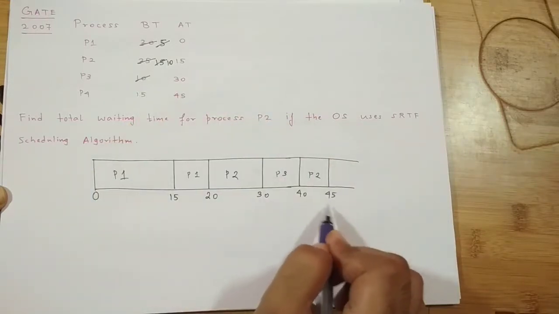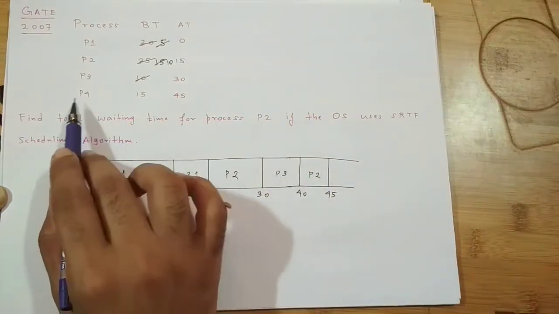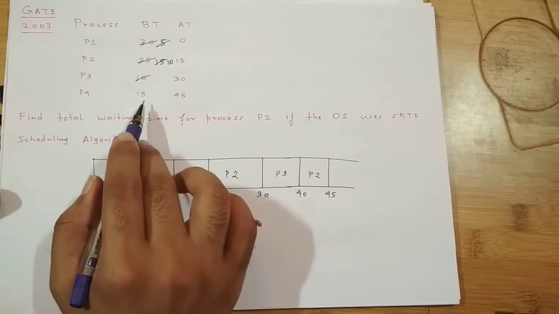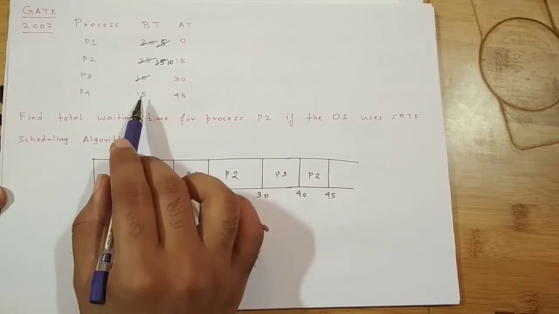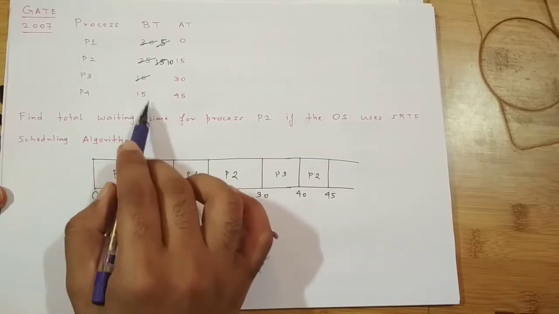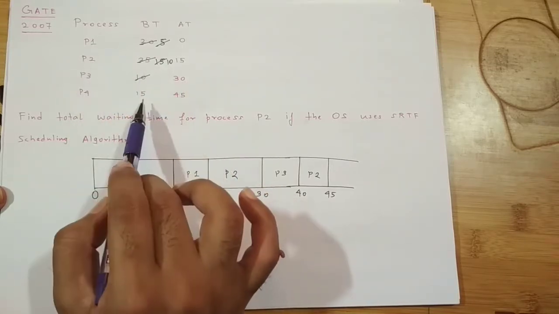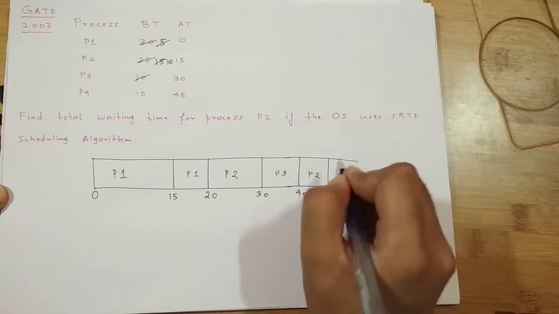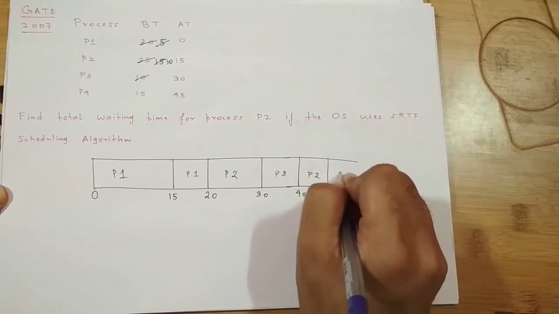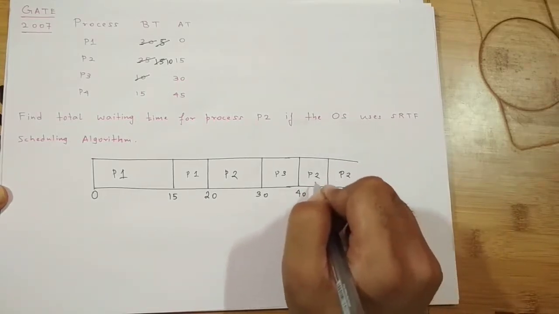And at this point, at 45th unit of time, process P4 has finally made its way into the system with a burst time of 15. If you compare the burst time of P4 with the burst time of P2, you will find that the burst time of P2 is lesser than that of P4. So P2 will continue with the CPU. It already had the CPU.